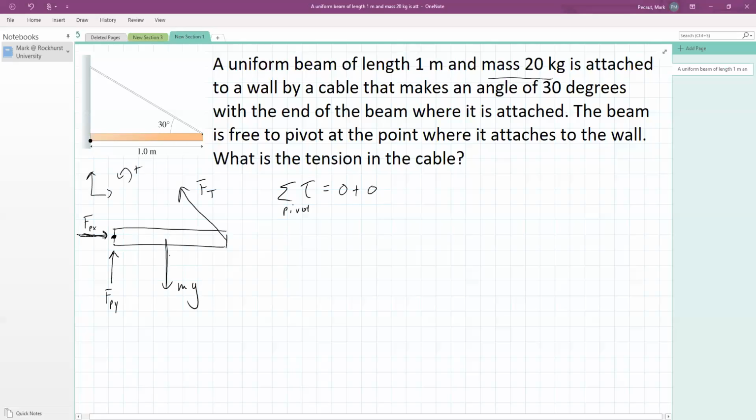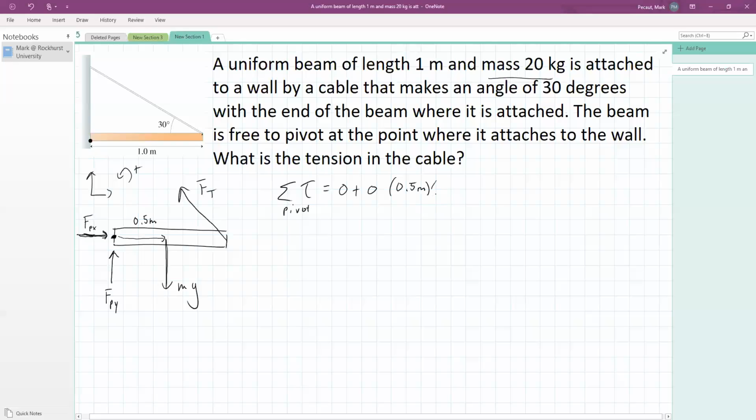And then the next force we have is mg. The R vector for that one is going to point from the axis to where that force acts. That's going to be half a meter because the entire beam is 1 meter and the center of mass is in the middle. So that's going to be 0.5 meters.